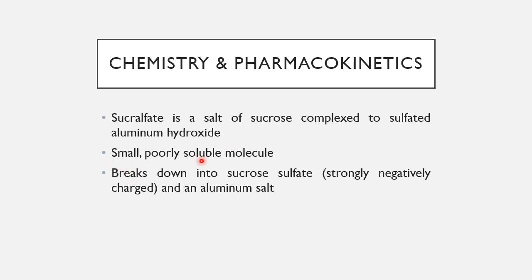It is a small poorly soluble molecule, and it breaks down into sucrose sulfate, which is strongly negatively charged, and an aluminum salt. Only less than 3% of the intact drug and aluminum is absorbed from the intestine, and the rest is excreted in feces. So it is having aluminum, so what will it do? It will produce constipation. Constipation, right? Aluminum salts produce constipation, and magnesium salts produce diarrhea.